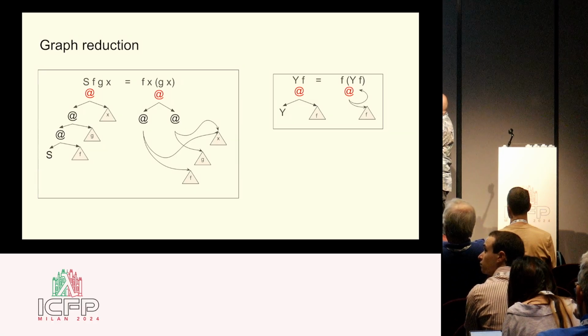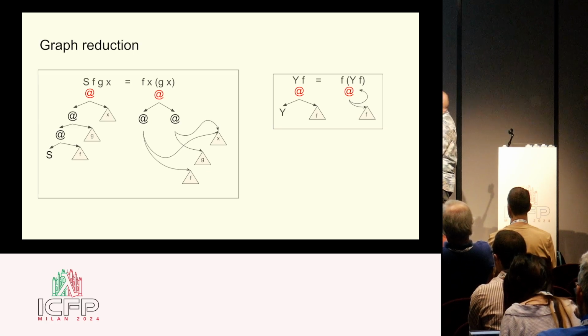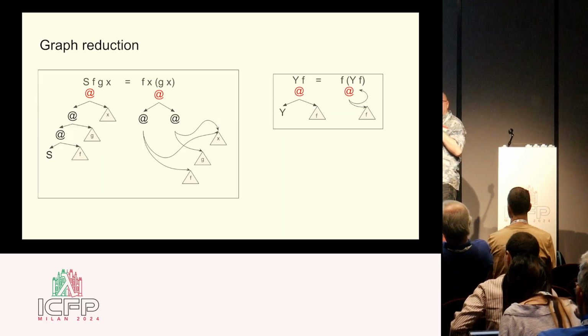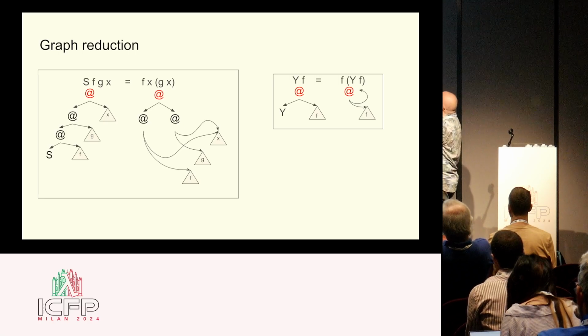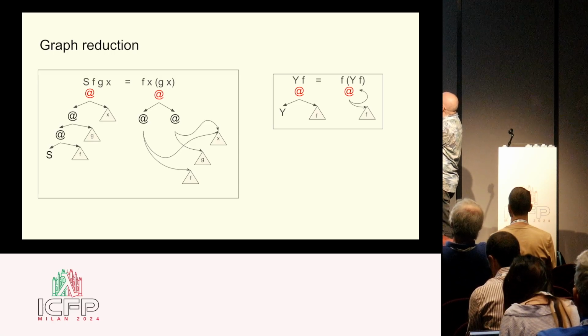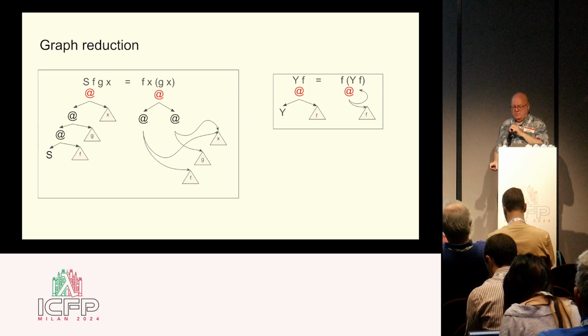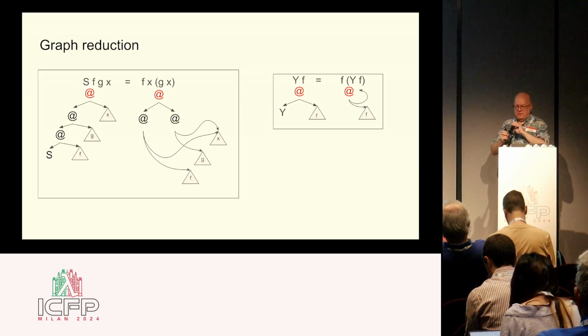S, F, and G, and X, okay. We overwrite this node with this new node that points to 2 new applications, F applied to X and G applied to X. And for the Y combinator, that is the thing that you can use to make recursion, you have a special little clever rule that says if you have Y applied to F, you make an application where the function part points to F and the argument points back to the application node itself. And if you haven't seen that before, you might want to go away and ponder it.